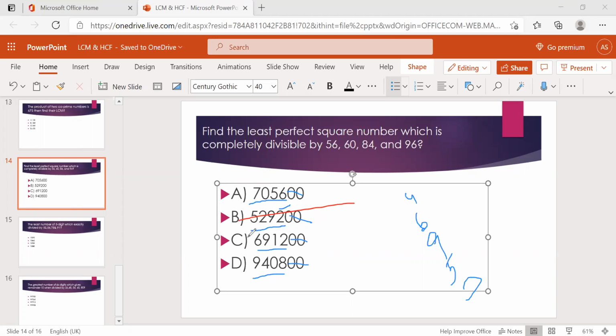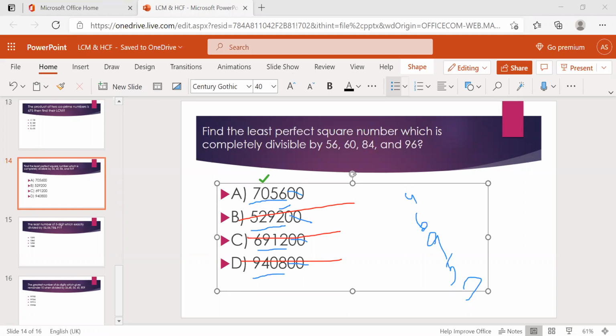It is eliminated, and this one is eliminated. And 8 also is not a perfect square, eliminated. So I have only one option remaining. There is no other chance. This should be the perfect square of the number which is completely divisible by 56, 60, 84 and 96. Is it clear? Okay, go for another one.